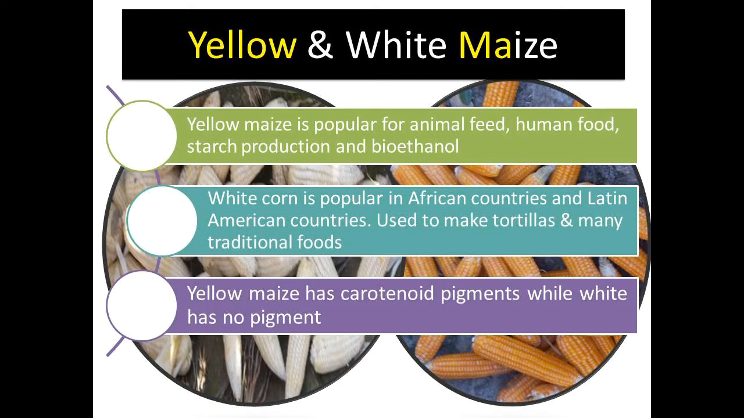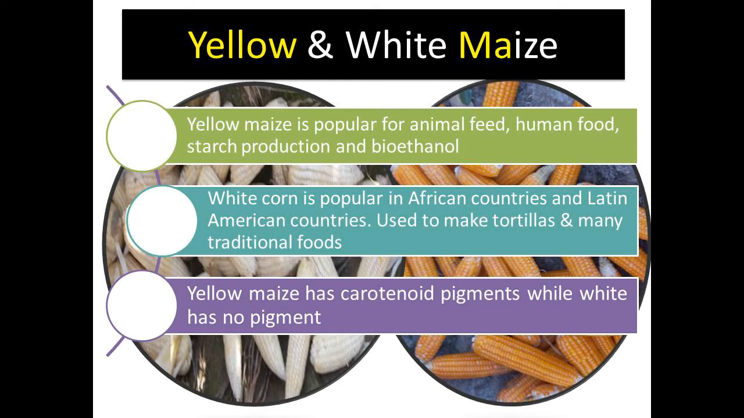Yellow maize has a yellow grain or endosperm color. This is very popular for animal feed, human food, production of starch, and also for bioethanol production. Whereas white maize, which has a white grain color without any pigments, is used in African countries and many Latin American countries for food purposes. It is used to make tortillas, which are very traditional foods in these regions.